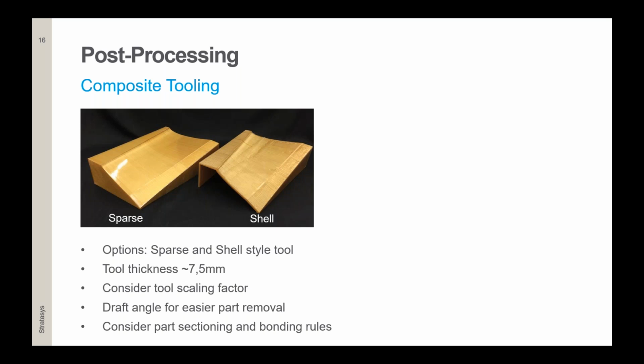Next, we also need to think about CTE, the coefficient of thermal expansion. By exposing the tool to heat when curing, it will change dimensions slightly. So this is something you need to consider when scaling the tool if you want perfect dimensions. Draft angles should be considered when designing female tools to avoid locking the part inside after the tool curing. Also, if you have larger parts, consider sectioning and the bonding rules from the previous section for the best assembly of the whole tool.